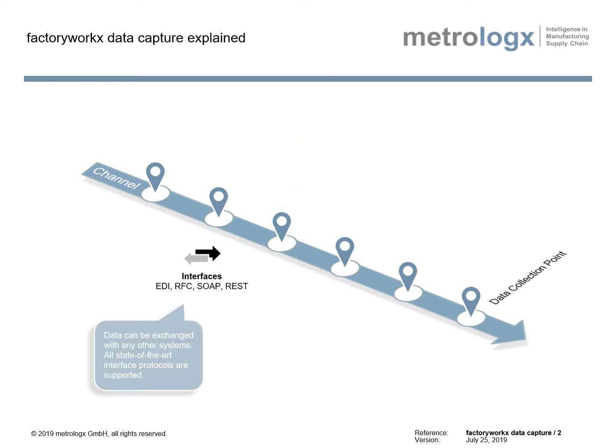Interfaces are available to exchange data with other systems, for example, EDI messages in the supply chain, or work orders from an MRP system like SAP. factoryworkx supports all state-of-the-art interface protocols.